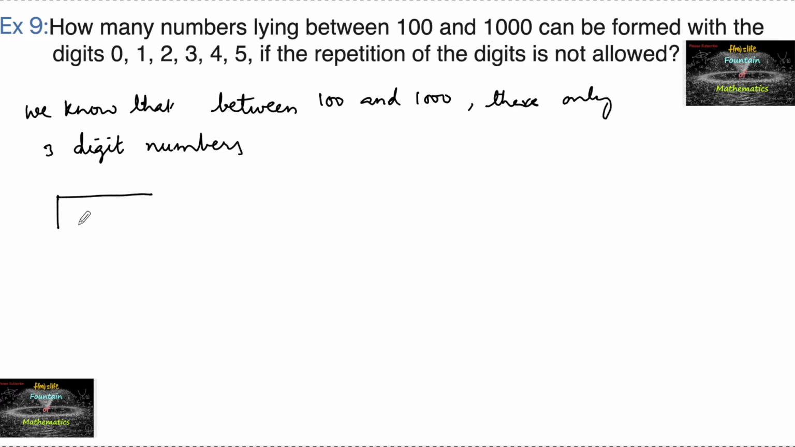Let us mark 3 boxes. Again, just like the previous example, among the given digits 0 is there. When 0 is there, you should be very careful. 0 should not be marked here. If 0 cannot be placed in the first place, then how many possibilities are there in the first place? If you remove the 0, a total of 5 possibilities are there.